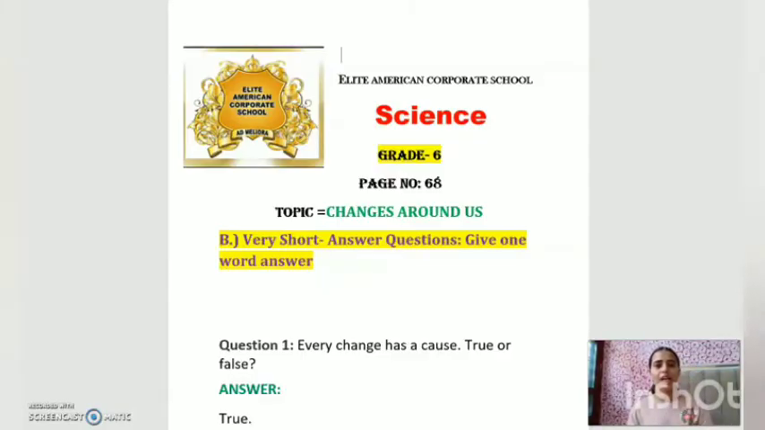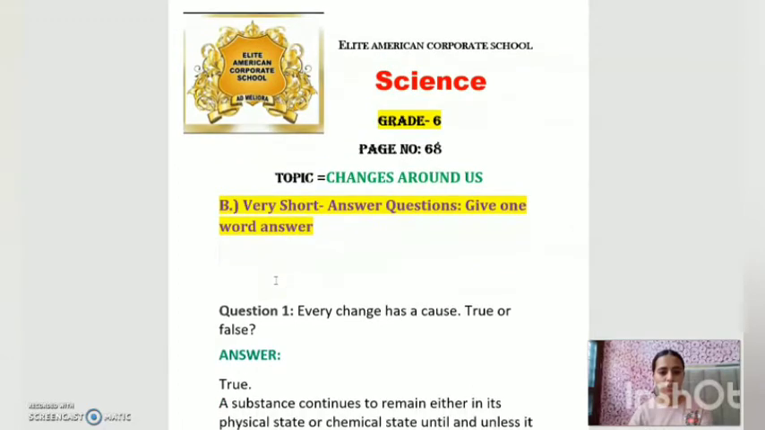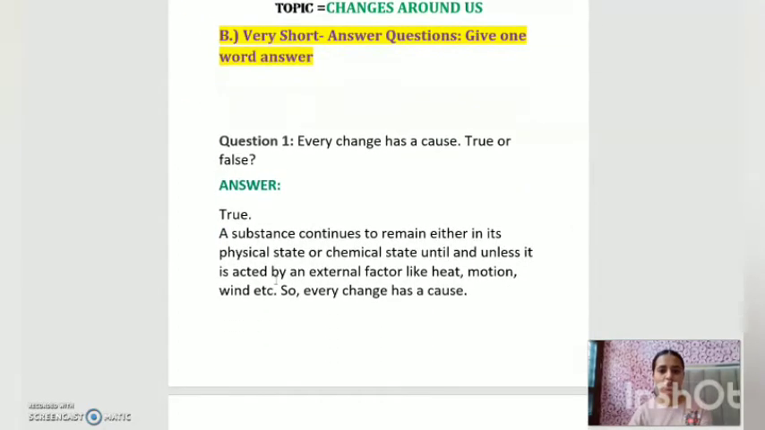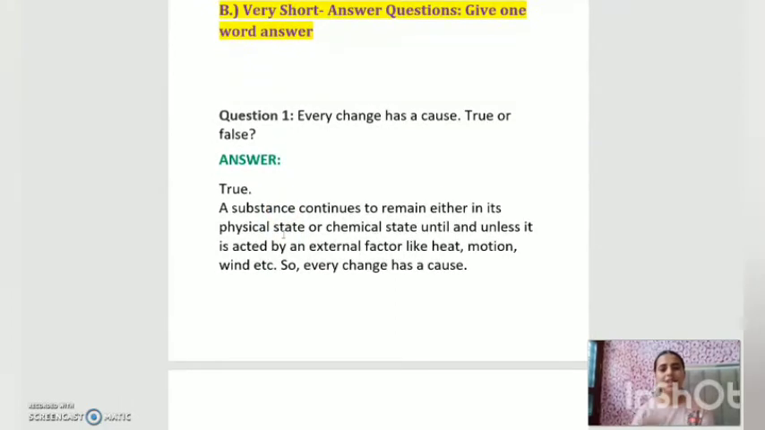So yes, student, we will now do our B part, right? So let's see the B part. What does B part say? Question number 1. What does question 1 say, student? Question 1 is, every change has a cause. Is it true or is it false? So they say that every change has a cause. So is this statement, student, true or false? So yes, this statement is true.